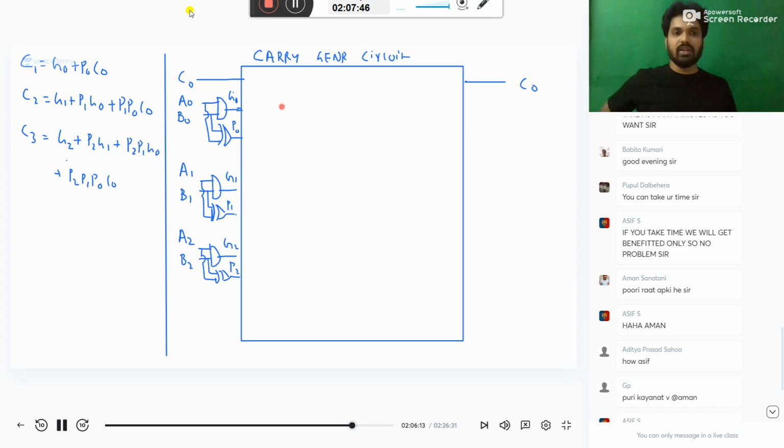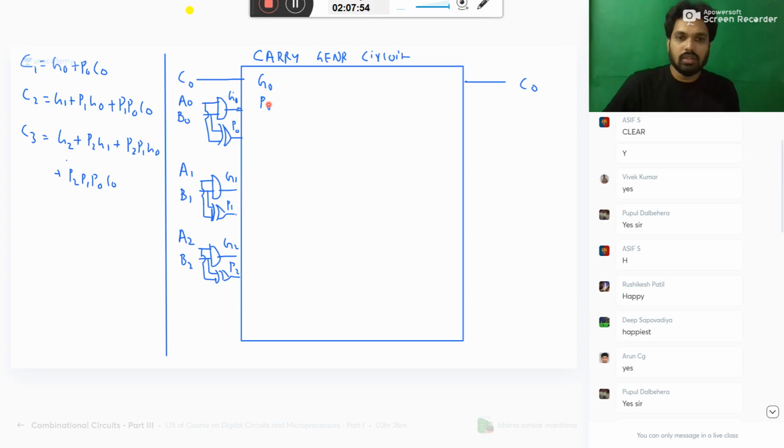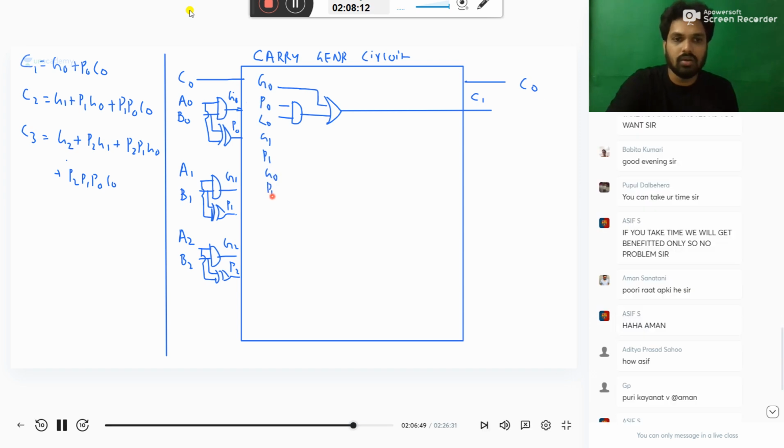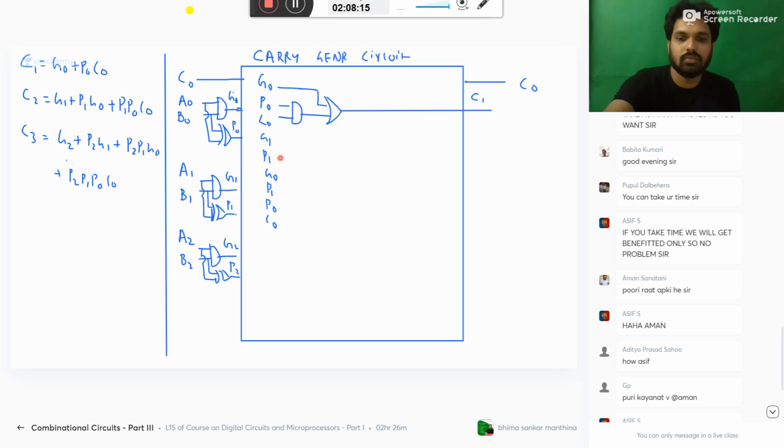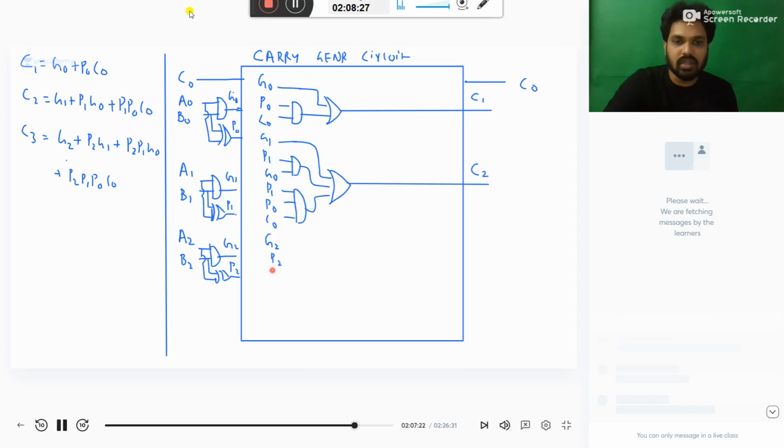Okay, now see, C1 is G0 plus P0 C0. For that you take one AND gate here, and from them you take one OR gate. Now this will make C1, that is G0 plus P0 C0. There are some questions based on this figure, that's why I'm taking extra care to draw this. You need not remember it, but please understand it.